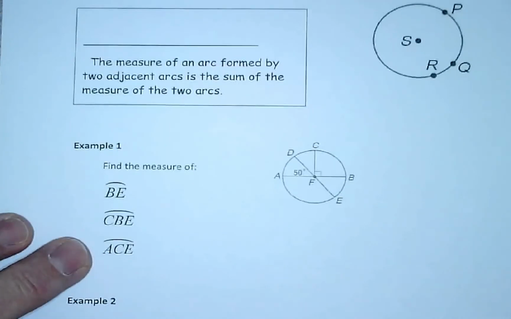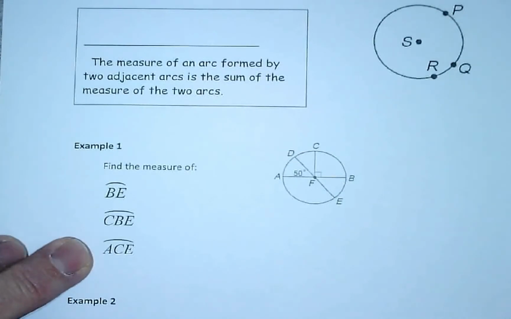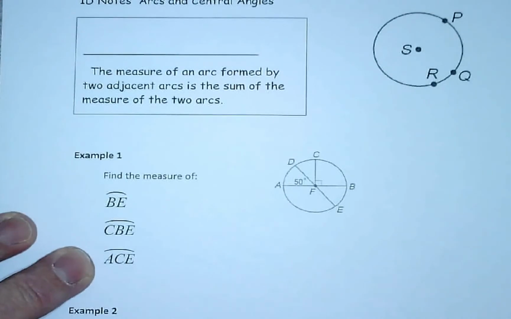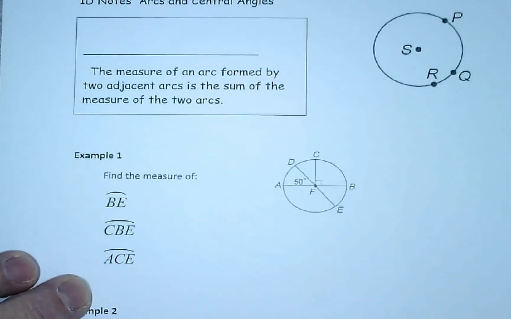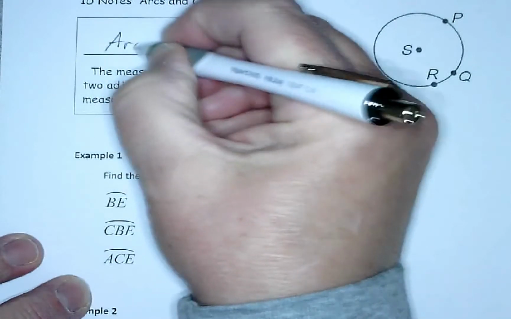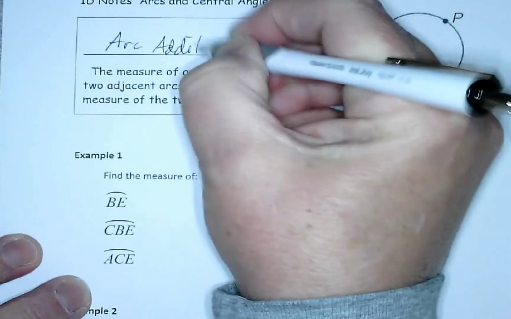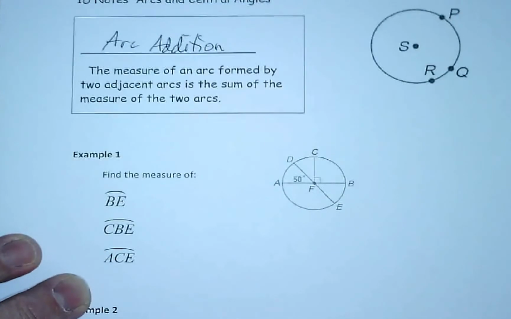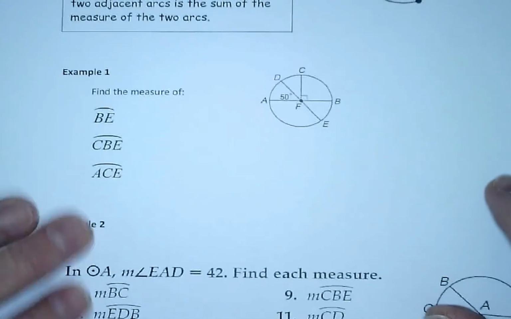When I look at this, the measure of an arc formed by two adjacent arcs, in other words, two that are right next to each other, is the sum of the measures of the two arcs. We did this last semester when we talked about segment addition. We talked about angle addition. This is arc addition. Basically, I can add little arcs together to get a big one. So let's just take a look at this example one here.